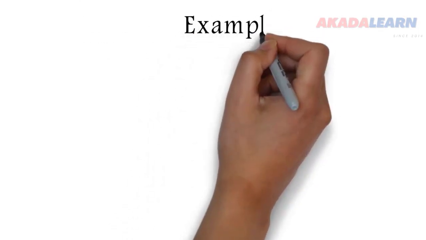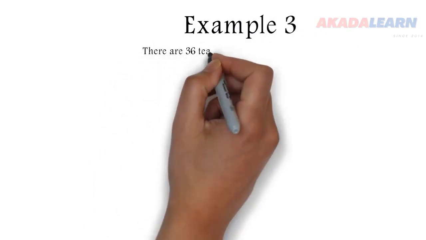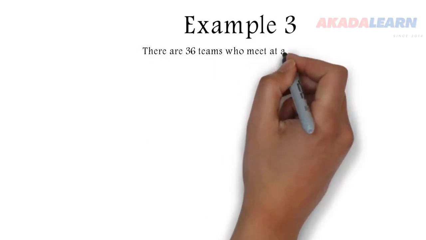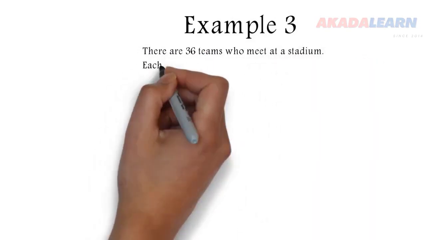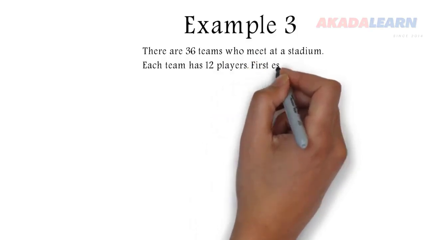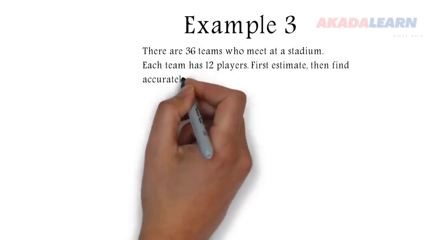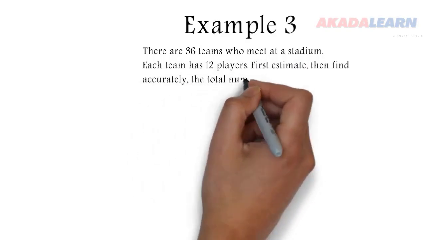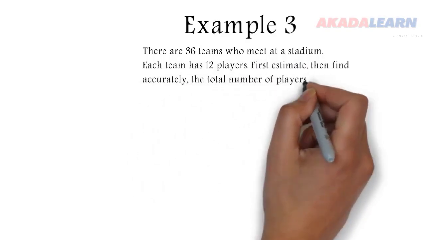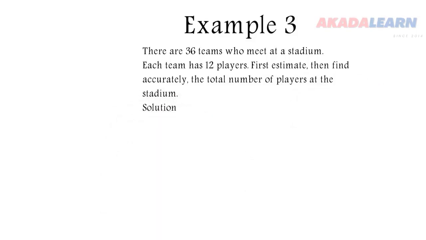Okay, we are still going to see another example. Example 3. Now the question says that there are 36 teams who meet at a stadium. Each team has 12 players. We are asked now, first we have to estimate, then we have to find accurately the total number of players at the stadium. So solution, first we want to approximate.